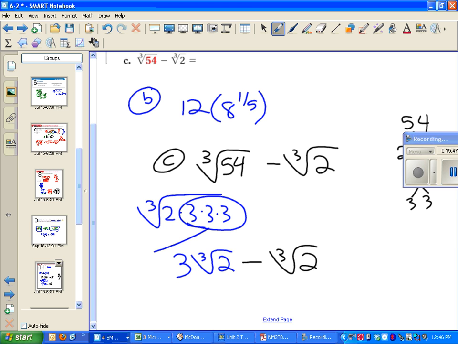So now I have the same index and the same thing underneath the radical. This is kind of like a 1. So 3 minus 1 is 2, and my label is the cube root of 2. And that's my final answer.